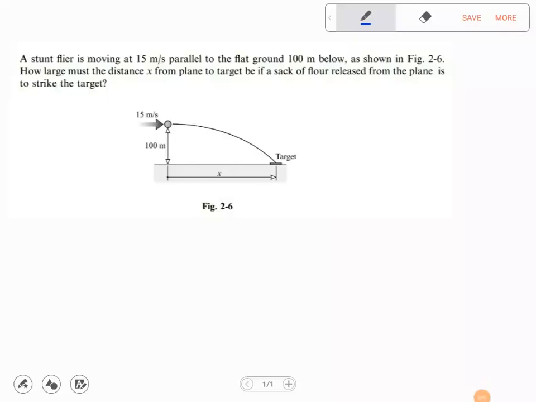All right, so let's answer this question. It's coming from foundation physics. Of course, this is projectile motion.